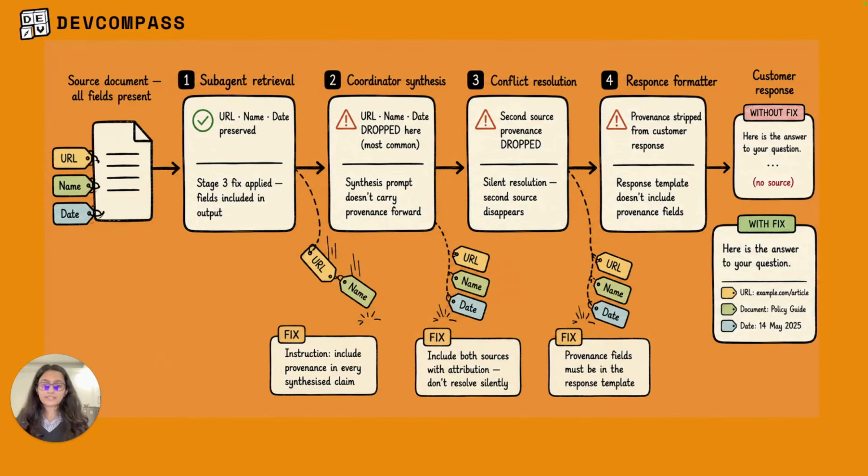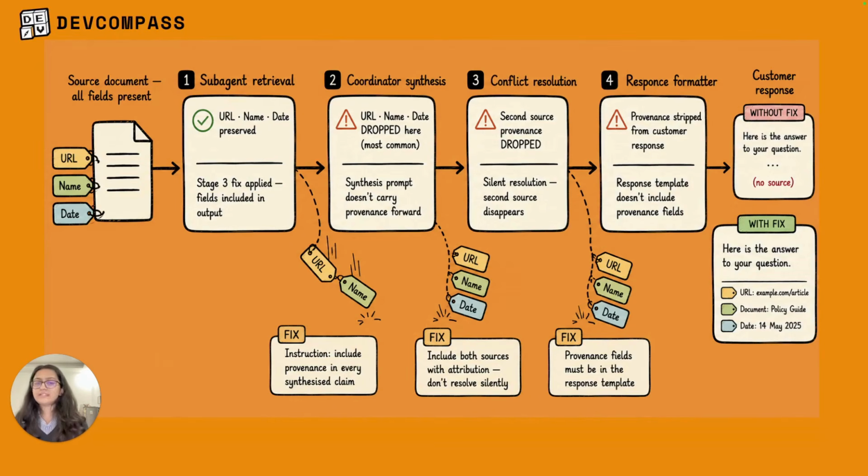The final stage is the final response formatting. The synthesis output has provenance fields, but the final response formatter strips them. They are not in the template. The customer-facing response contains the claim but not the source. What is the fix? Provenance fields must be in the response template, not just in intermediate outputs.